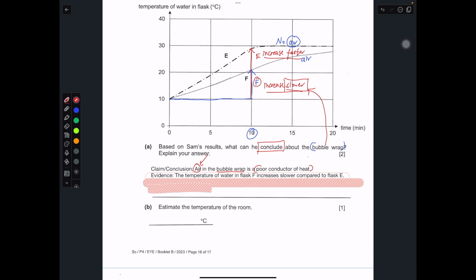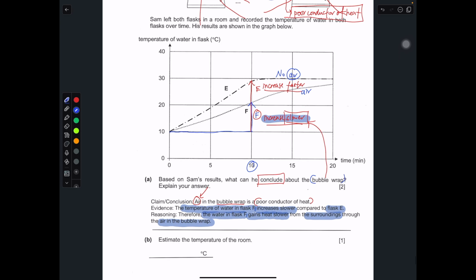And then how I know is because of the temperature. The temperature of water in flask F increases slower as compared to E. And therefore, the water inside flask F gains heat slower from the surrounding through the air in the bubble wrap. Therefore, it will help us to support the idea that air itself is a poor conductor of heat.